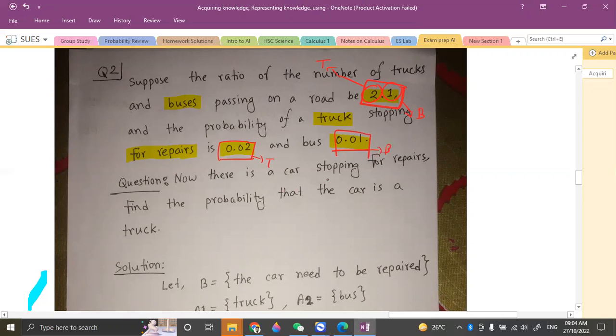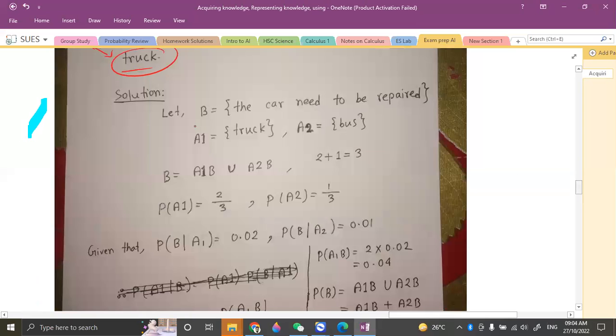So now there is a car stopping for repairs. Find the probability that the car is a truck. So we have to find this is a truck, and the car is a truck, and also it needs repair. So the condition will be a repair, and then it should be a truck. So let's symbolize them. First, let's say that B means it needs repair. You can also let R, I mean that's more reasonable to think, right? So let's say B is the car needs to be repaired, and A1 is truck, and A2 is bus.